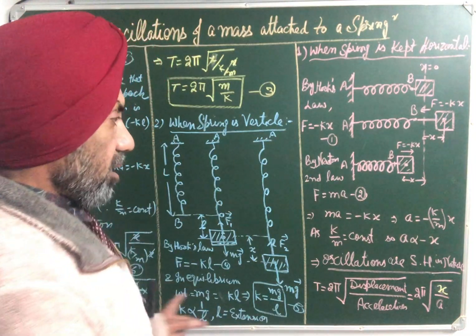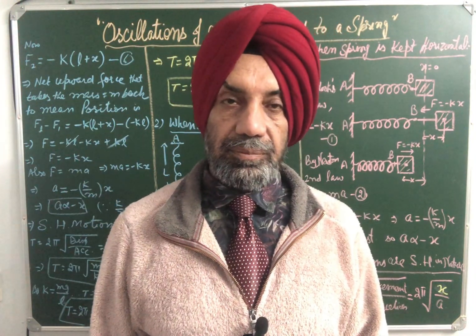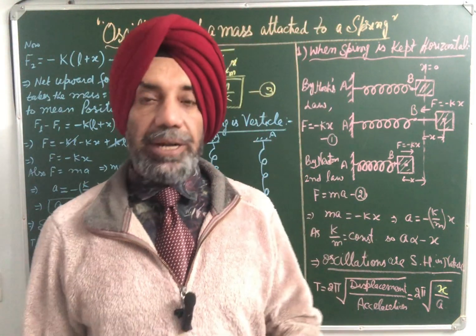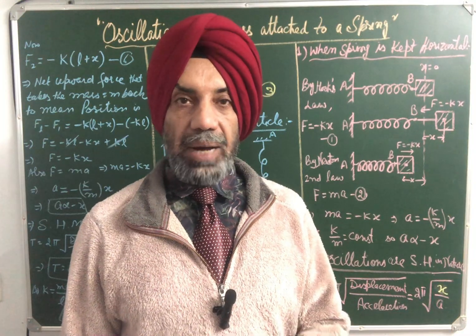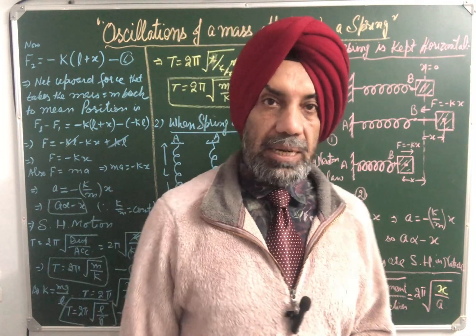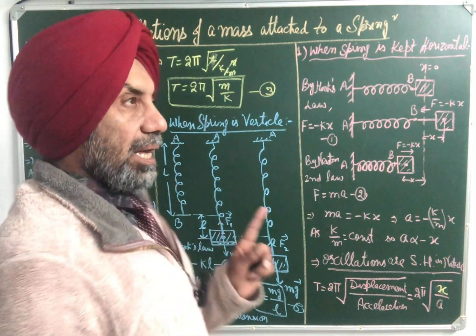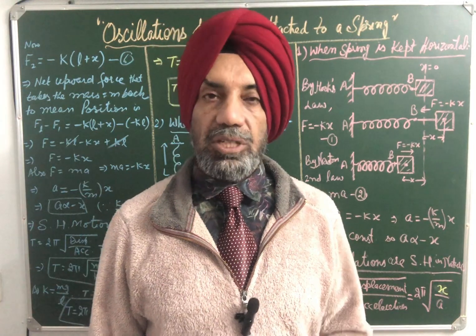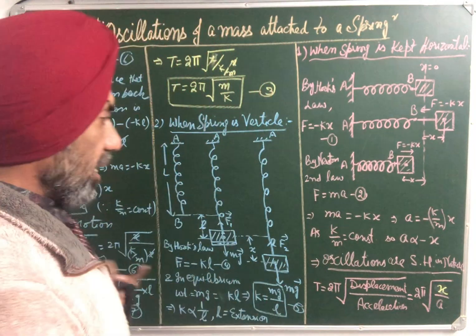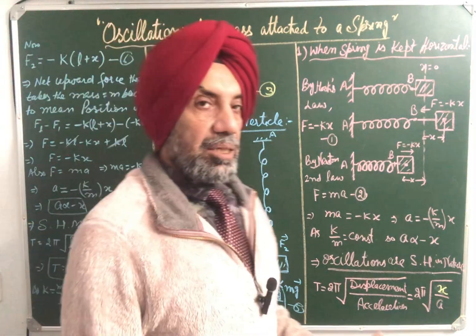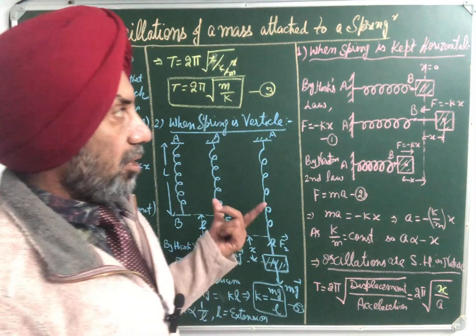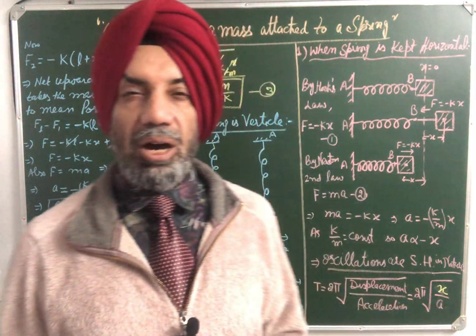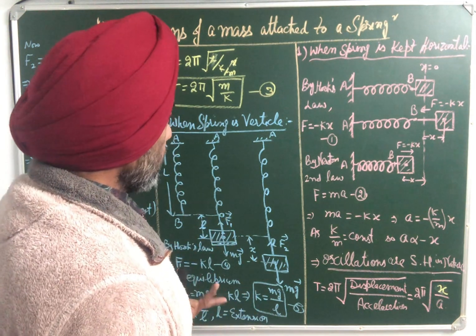Now it is a similar expression to the time period of a simple pendulum, but the only difference is that in this case L is the extension produced in the spring when mass is attached, but in case of a simple pendulum L is the length of the simple pendulum, that is the distance between the point of suspension and the point of oscillation. So this is the difference, but the formula is exactly similar. So this is the required expression for time period of mass attached to a spring, whether it is held horizontal or vertical.